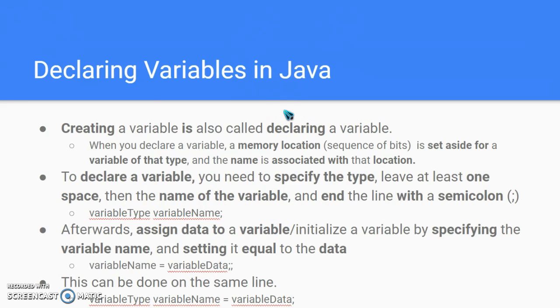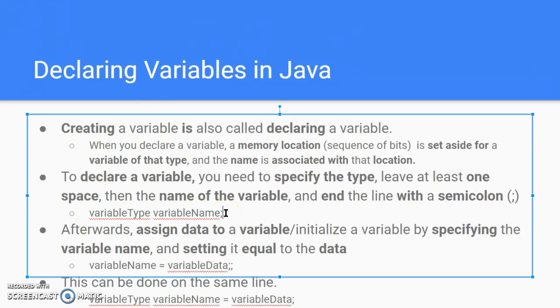Now, declaring variables in Java. Creating a variable is also called declaring a variable. When you declare a variable, a memory location, or a sequence of bits, as the memories are called, is set aside for that variable of that type, and the name is associated with that location. In order to declare, you need to specify the type, then leave at least one space, then the name of the variable, and end the line with a semicolon. An example is then provided here.